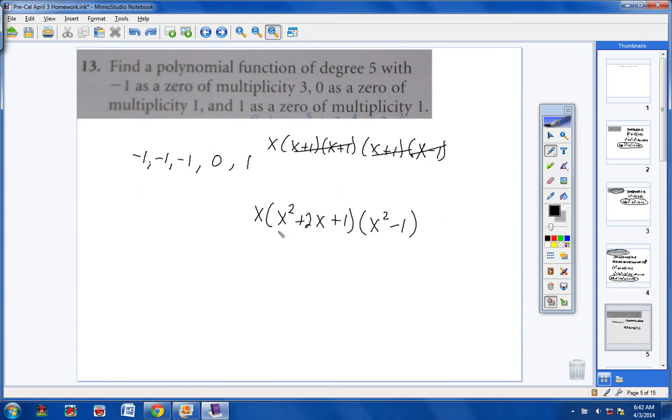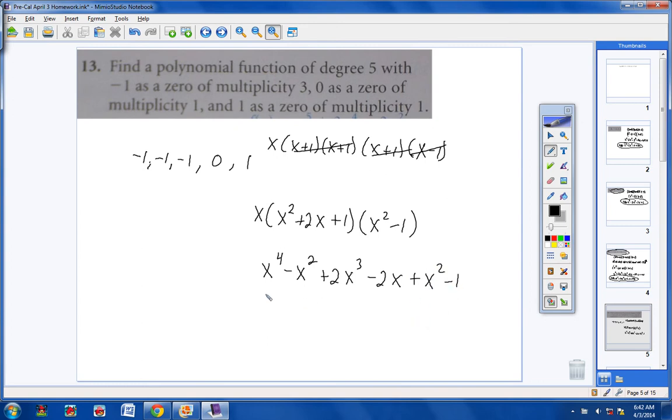Now we're going to take our trinomial times our binomial. And if we do that correctly, here's what we'll get. X squared, take your x squared and multiply it through. That would be x to the 4th minus x squared. Take your 2x and multiply it through. That's going to be 2x cubed minus 2x. And then take your positive 1 and multiply it through. That's going to be positive x squared minus 1.